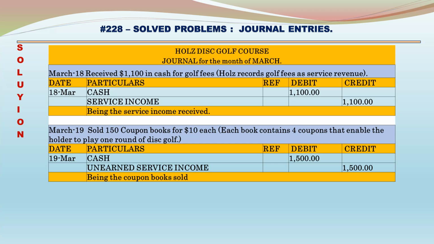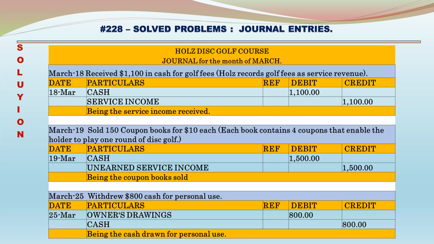March 19. Sold 150 coupon books for 10 rupees each. Each book contains 4 coupons that enable the holder to play 1 round of disc golf. Cash debit 1500, unearned service income credit 1500, being the coupon books sold. March 25. Withdrew 800 cash for personal use. Owner's drawings debit 800, cash credit 800, being the cash drawn for personal use.